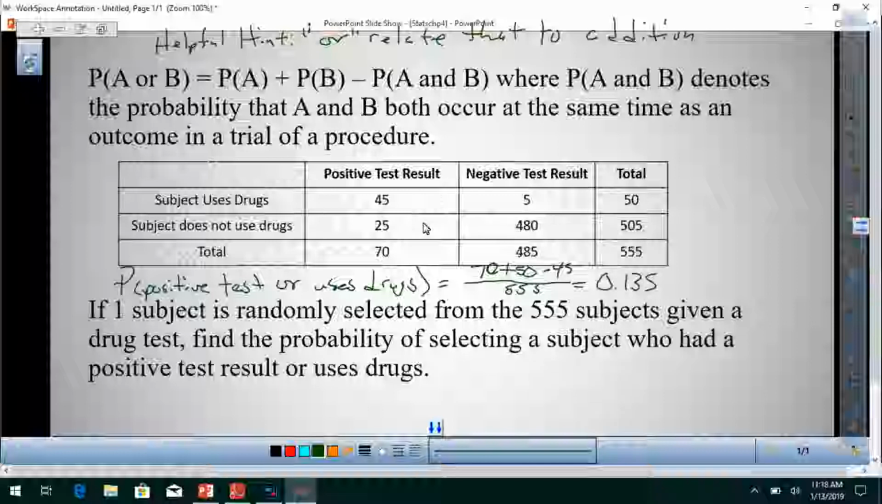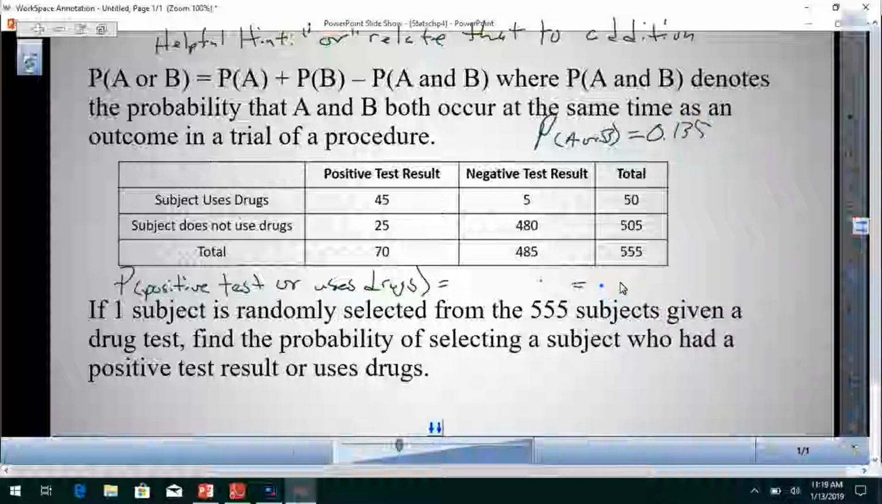Now that's following the formal definition. What if we wanted to do a more intuitive approach? Okay, a more intuitive approach. So we got the probability of A or B, and we found it equals 0.135 on the formal. So let's try the intuitive. It says find the probability of a subject who had a positive test result.